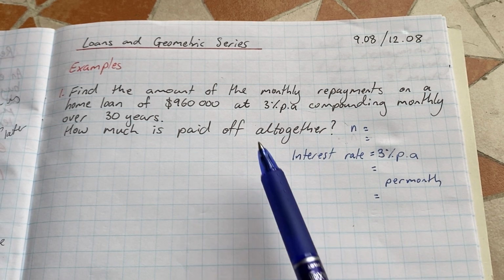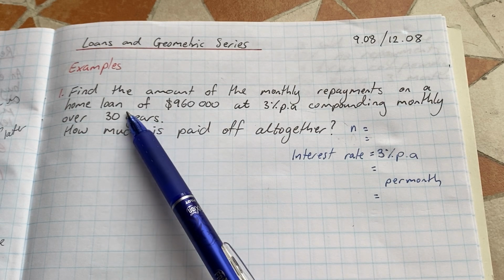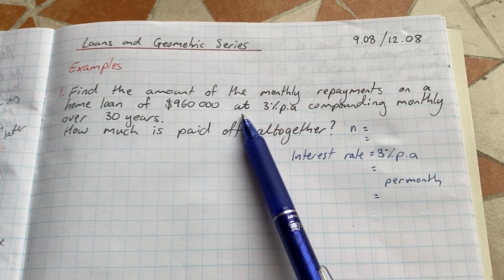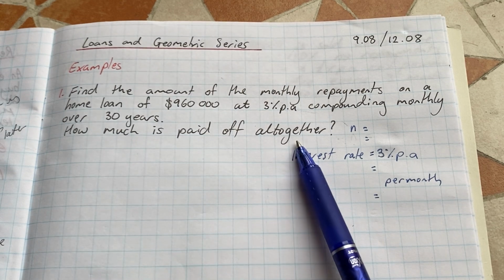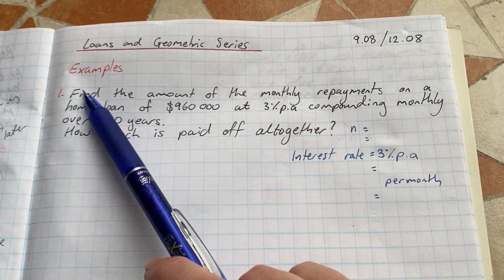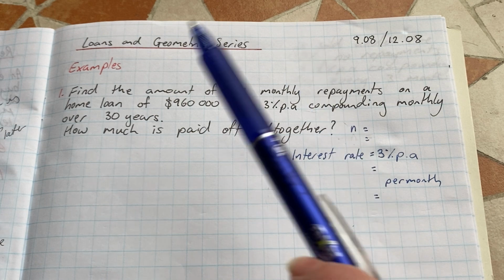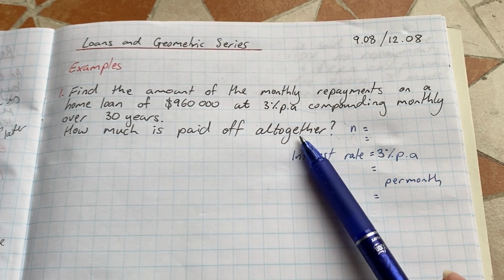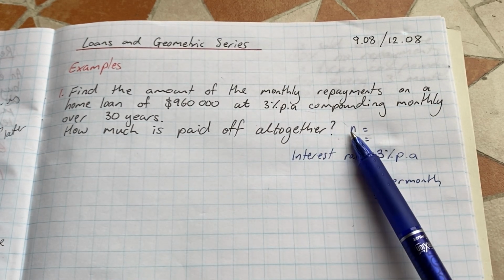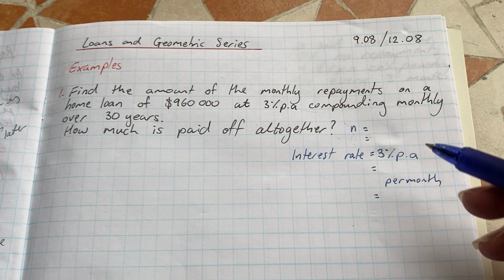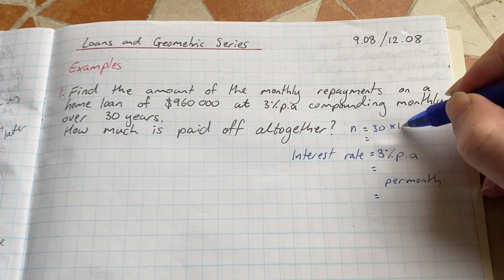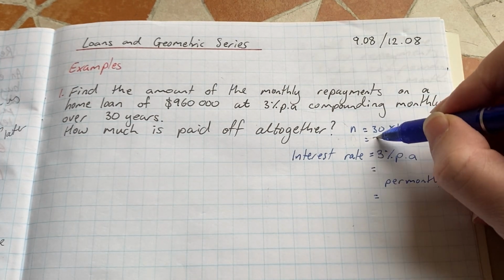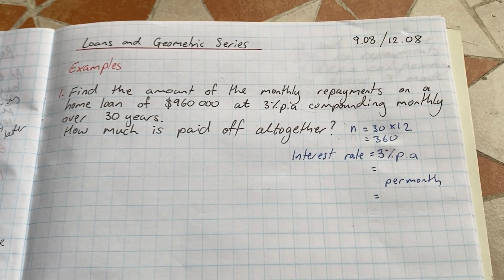So in this example, find the amount of the monthly repayments on a home loan of $960,000 at 3% per annum, compounding monthly over 30 years. How much is paid off altogether as well? So we have to find the amount of the monthly repayments and how much is paid off altogether. So our N is the number of repayments. It's 30 years, but they're monthly, so 30 times 12. So there'll be 360 repayments.